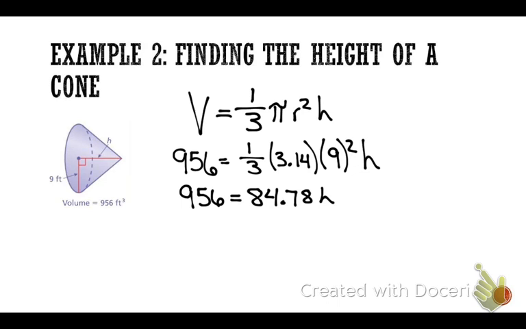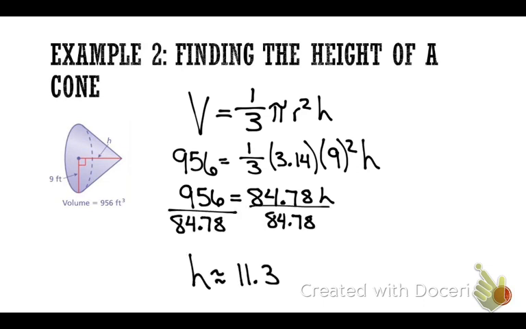All right, Jakari, how do we solve for h at this point in the equation? Divide both sides by 84.78. And h is approximately, and again, I'm going to round to the tenth. Your instructions will be very specific tomorrow, and you need to be careful because sometimes it says tenth and sometimes it says whole number. So just be very careful on that on your quiz tomorrow. All right, finding the height.